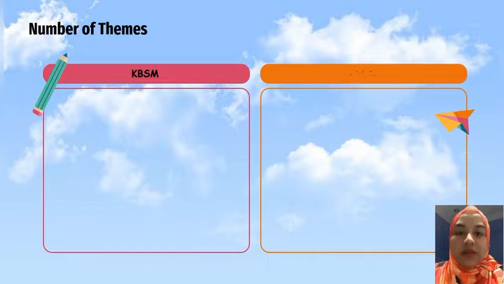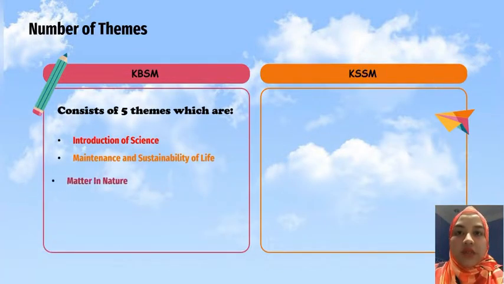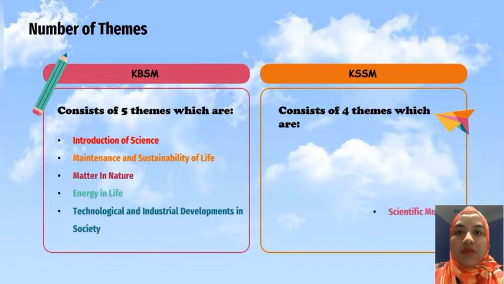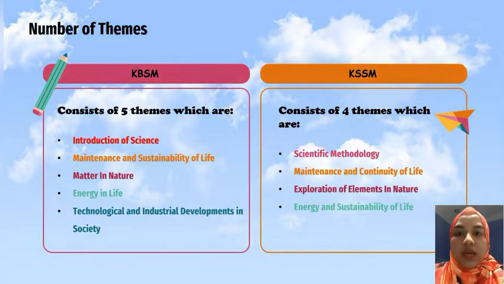For KBSM, it consists of 5 themes, which are Introduction of Science, Maintenance and Sustainability of Life, Matter in Nature, Energy in Life, and Technological and Industrial Development in Society. For the KSSM, it consists of 4 themes, which are first, Scientific Methodology, second, Maintenance and Continuity of Life, third, Exploration of Elements in Nature, fourth, Energy and Sustainability of Life.